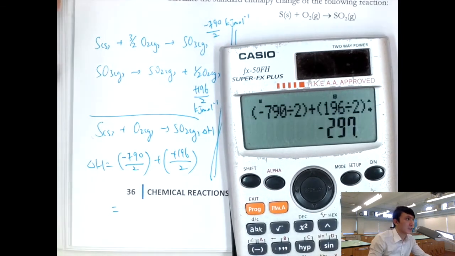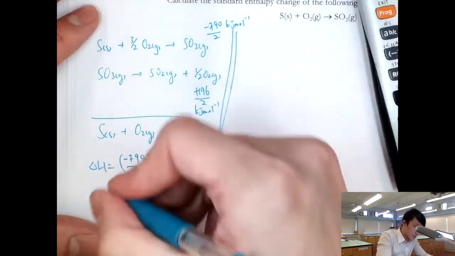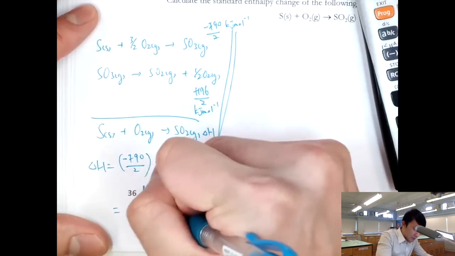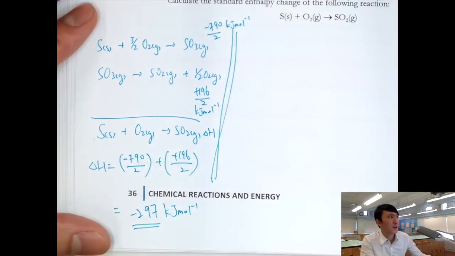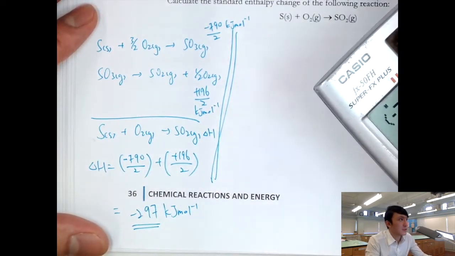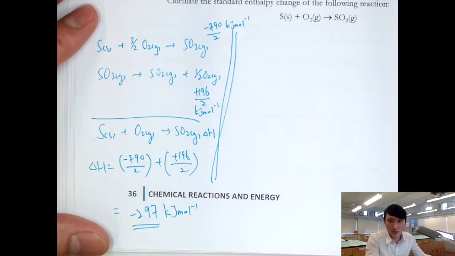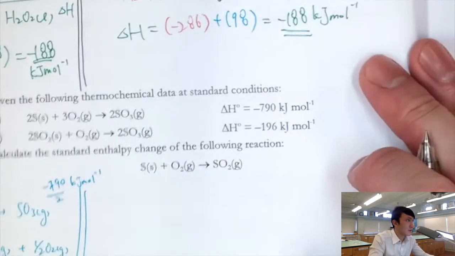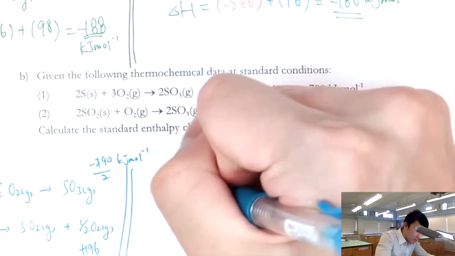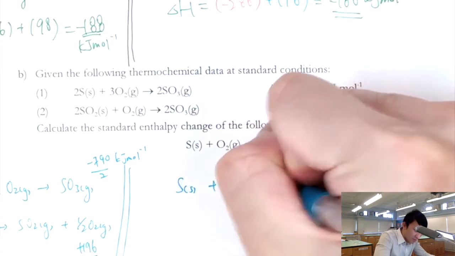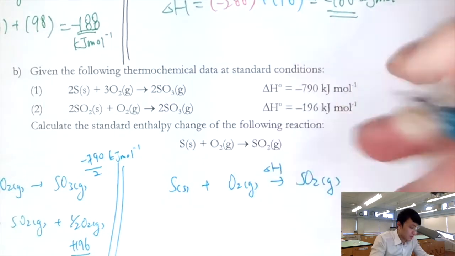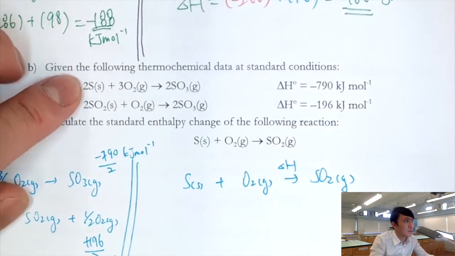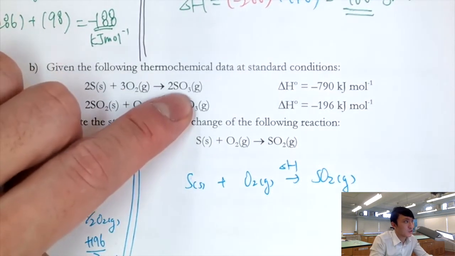So there you go, negative 297. Okay, let's do the same thing using the enthalpy change cycle. So here, let's just copy this one down. So sulfur reacts with oxygen to form sulfur trioxide.